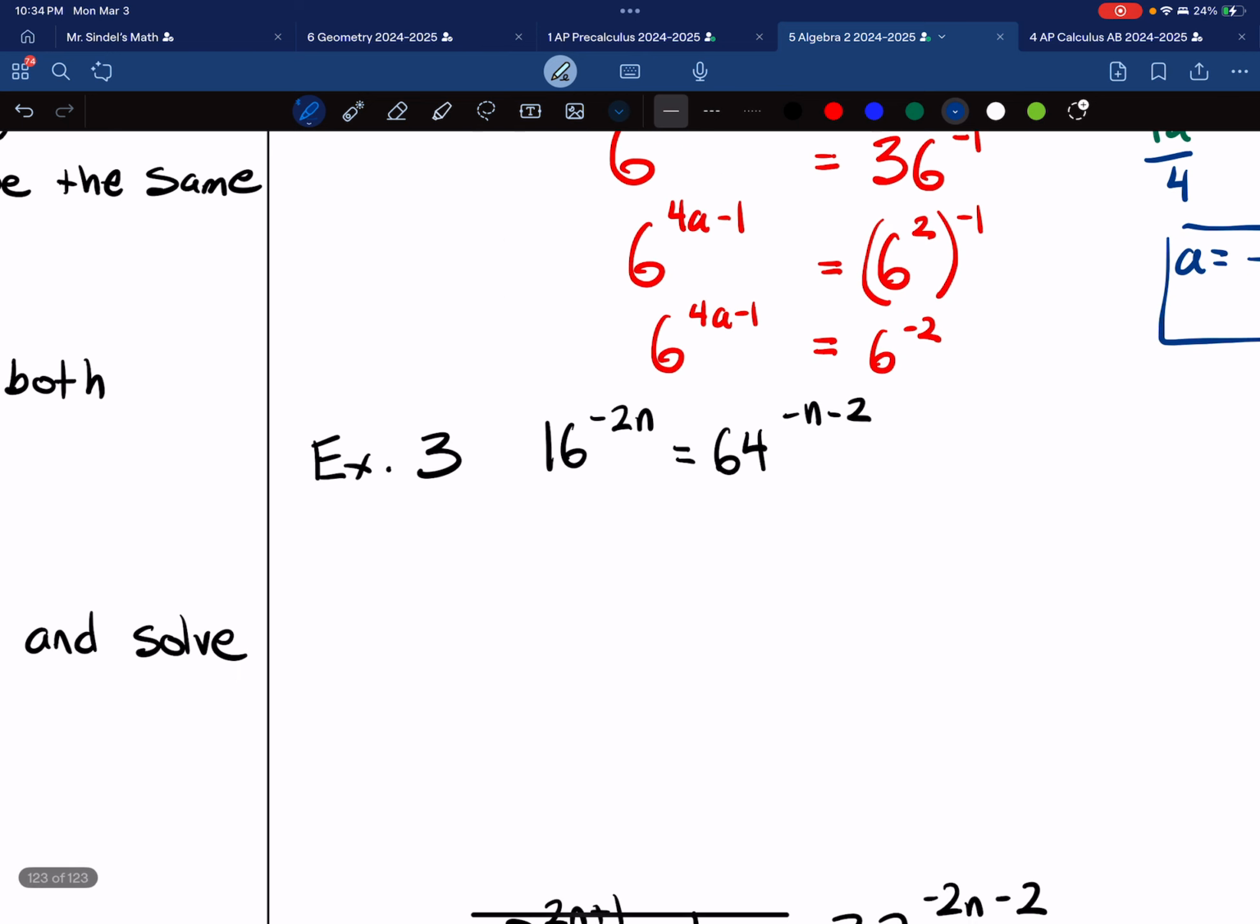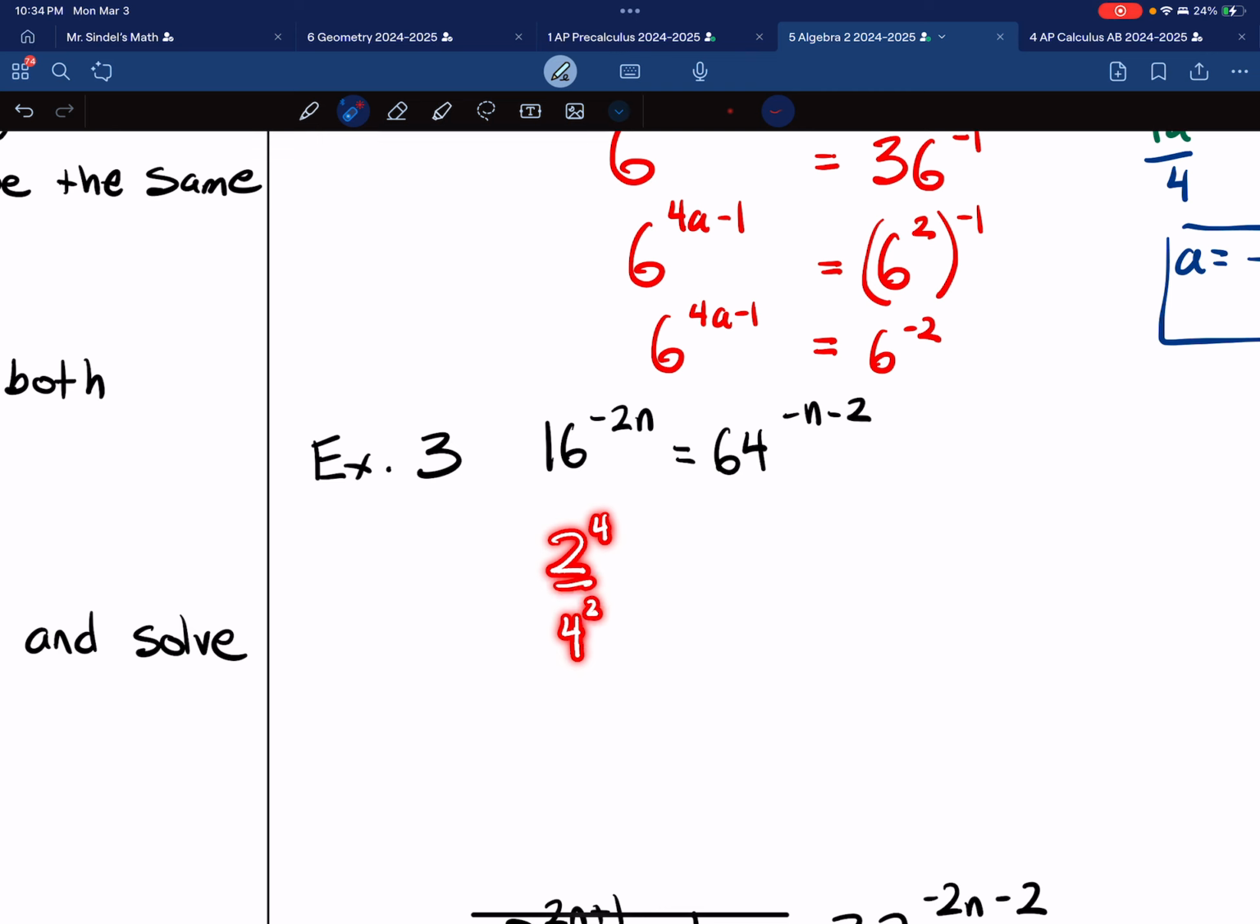In example 3, I don't know what my base should be. I know that 16 squared is 256, but that is not this base over here. So again, it's one of those strategies that if I have the choice between making this number bigger or smaller, opt to make it smaller. So if I go down from here, I could do something like 2 to the power of 4, or I could say that this is 4 to the power of 2. Either one of these bases would work.